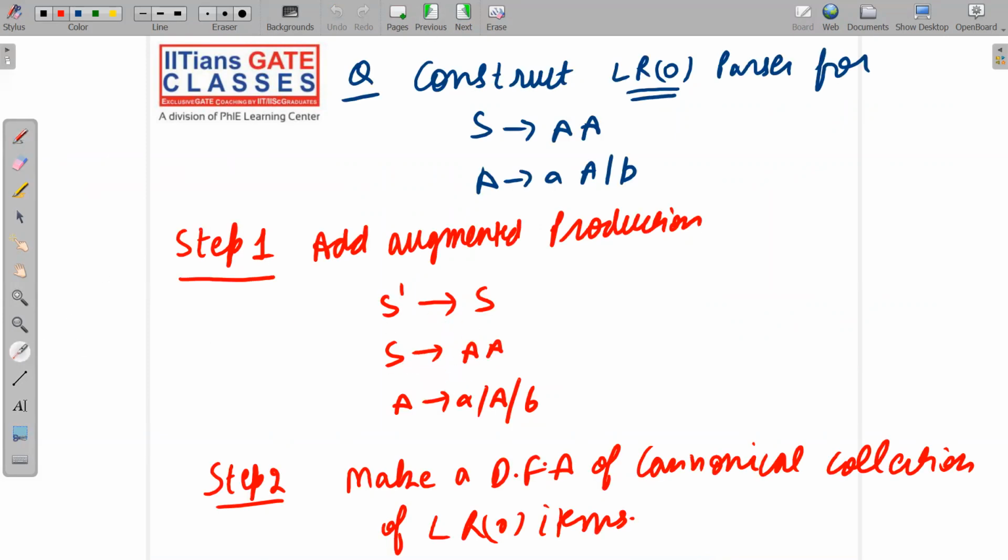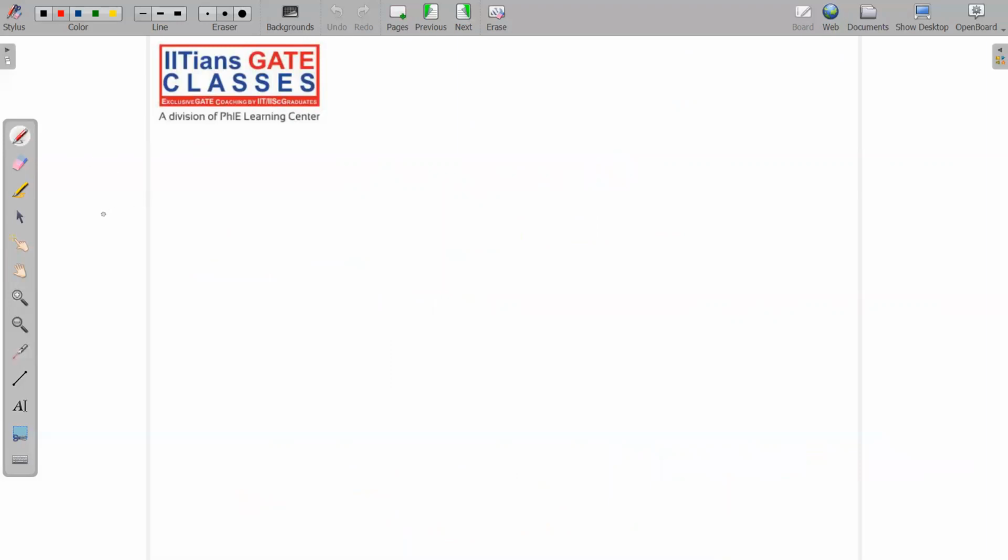This is our augmented grammar, and this is your actual grammar. For this, we are going to design the DFA. First I will write S dash implies dot S. Now the dot is present in the beginning of S, so add all the S productions with dot in the beginning.